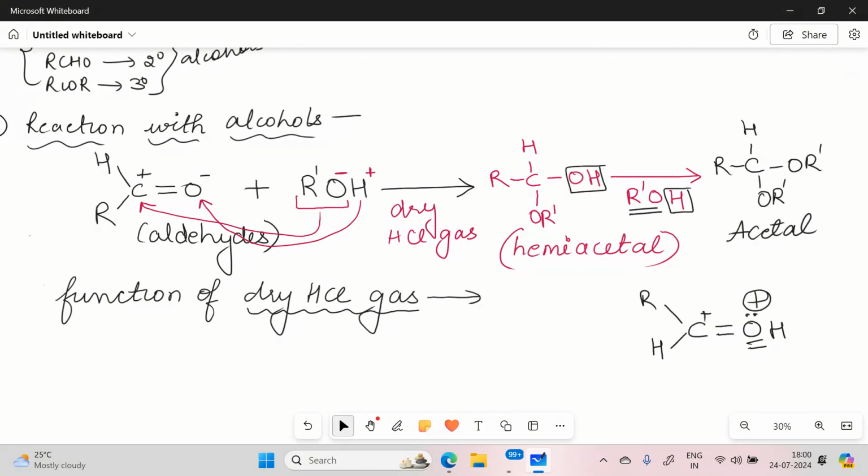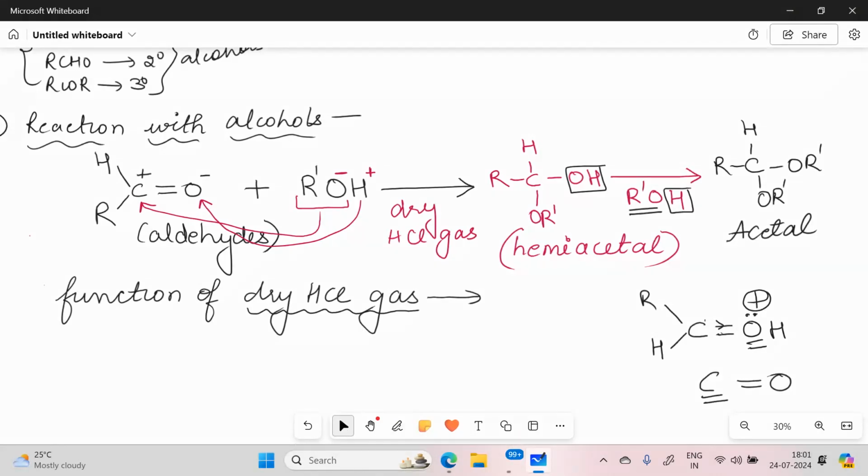Due to that, positive charge comes on oxygen. I will repeat. Dry HCl gas protonates the oxygen of the carbonyl group. So oxygen will donate one of its lone pairs to hydrogen and form a bond with it, and oxygen becomes positively charged. Already oxygen is electronegative, and positive charge on oxygen makes it more electronegative. So it will shift this bond towards itself, towards the oxygen atom.